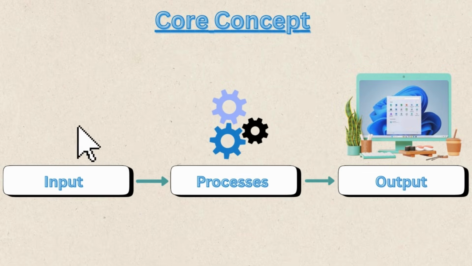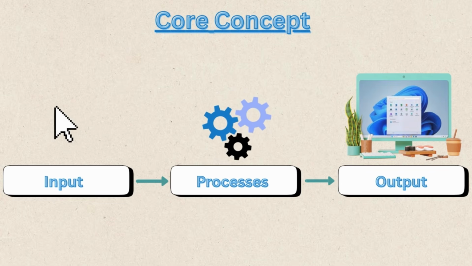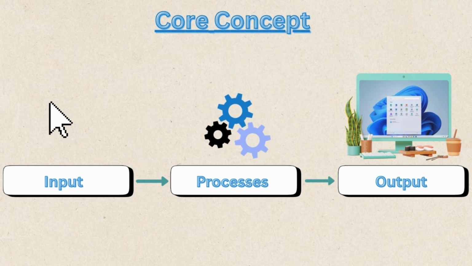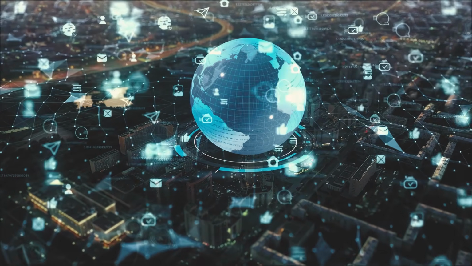Put it all together, input, process, output, and memory, and you've got the complete picture of what a computer is and how it works. That's the core recipe for every computer. Simple, but powerful enough to run the world we live in today. I hope this video helped you understand the basics of how a computer thinks and works.